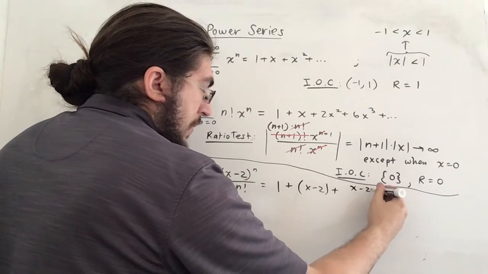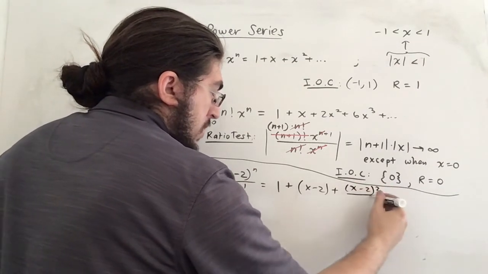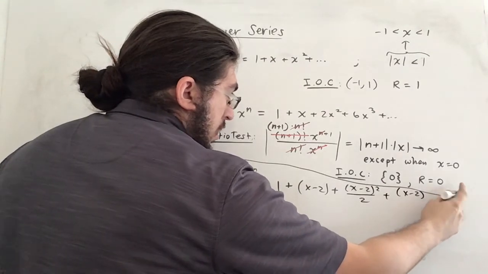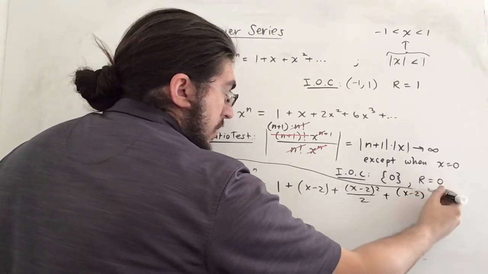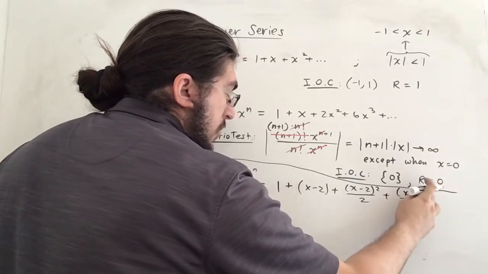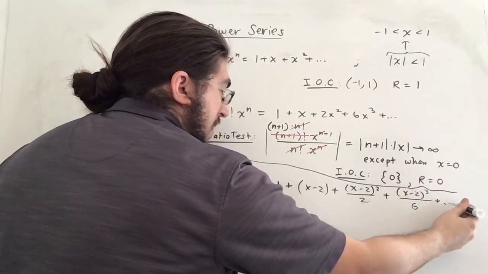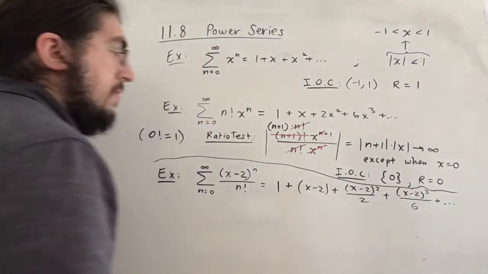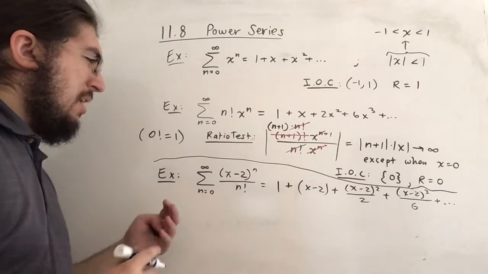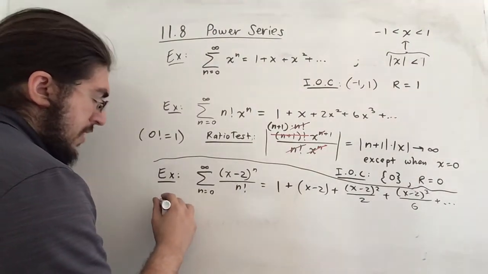And then plus x minus 2 to the second over 2. And then you can write plus x minus 2 to the third over 3 factorial, which is 6. And then on and on and on like that. Great. So we have an idea of what it is term by term. But now, how do we go from here?